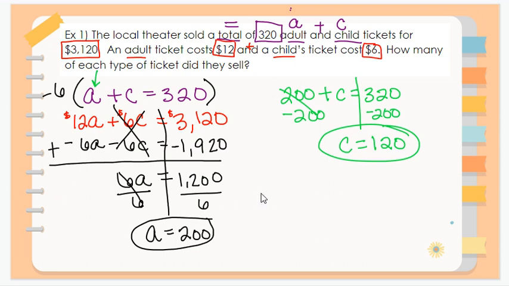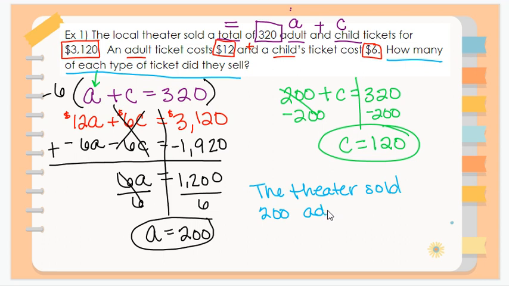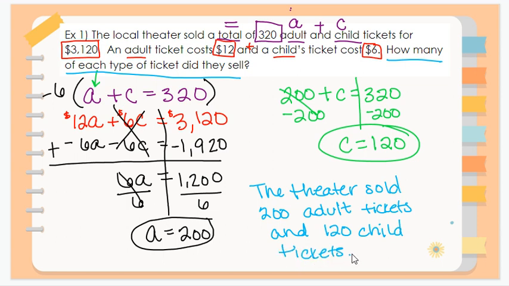So now the last step for word problems is word problems get words. So we're going to take our answers and put them in a sentence. How many of each type of ticket did they sell? That's our question. We always come back to it, so we make sure that we're answering what they ask. All right, so the theater sold 200 adult tickets and 120 child tickets. And that's how you solve the word problem.